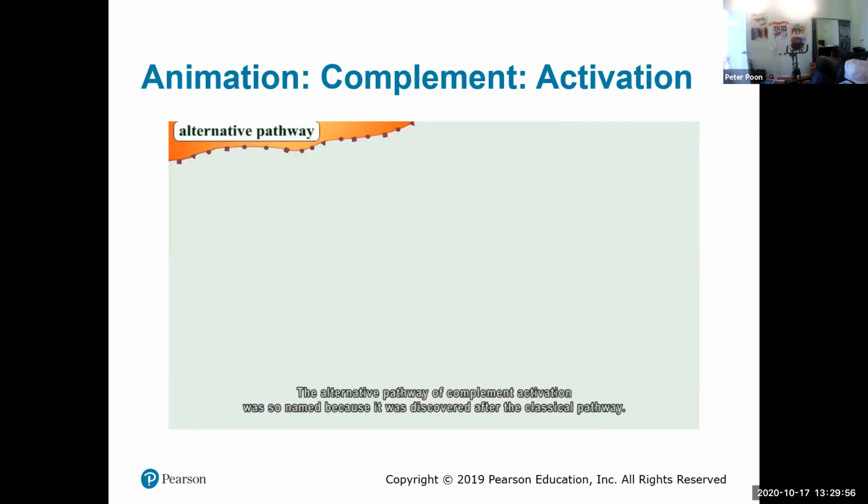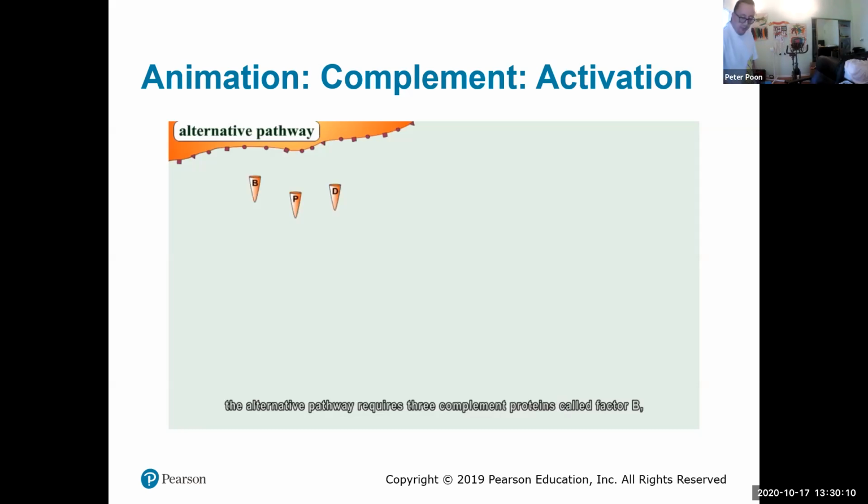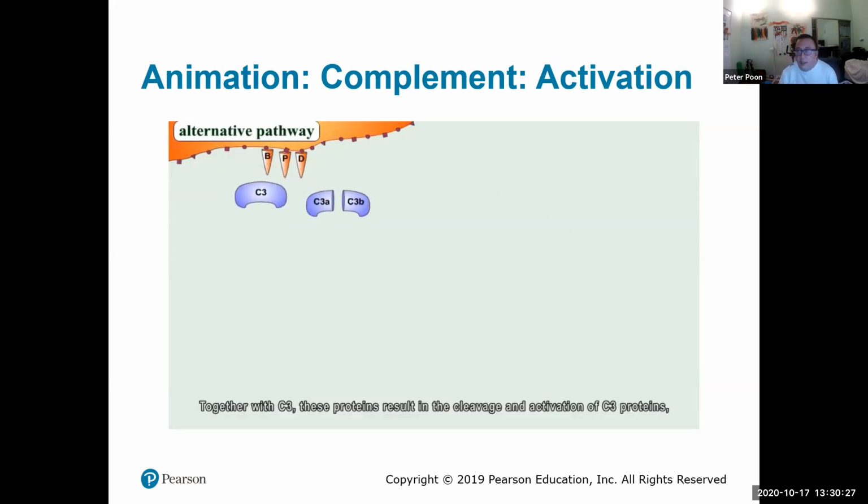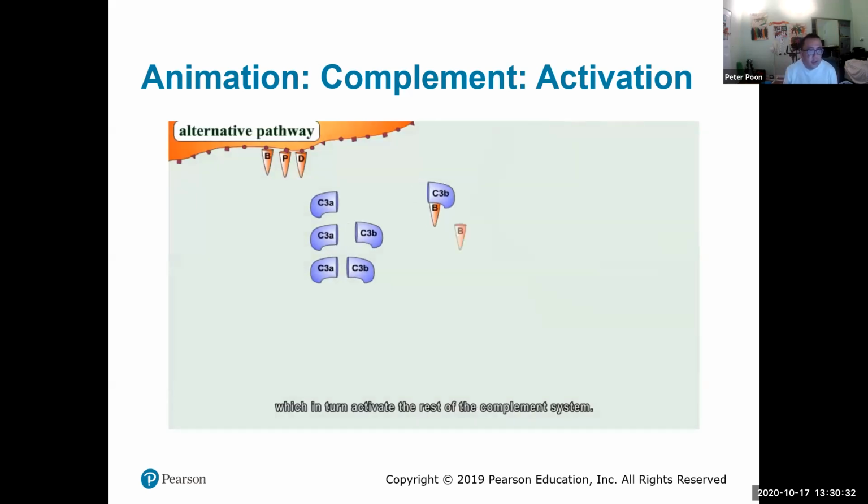The alternative pathway of complement activation was so named because it was discovered after the classical pathway. While the classical pathway requires antibodies specific to the invading microorganism, the alternative pathway requires 3 complement proteins called factor B, factor D, and factor P, or properdin. These proteins are attracted to microbial cell surface material, such as the lipid carbohydrate complexes of certain bacteria and fungi. Together with C3, these proteins result in the cleavage and activation of C3 proteins, which in turn activate the rest of the complement system.